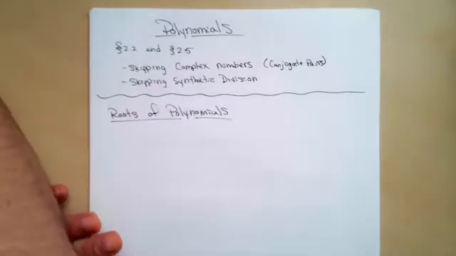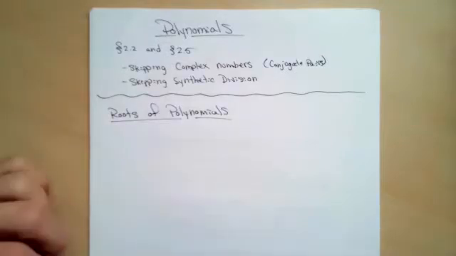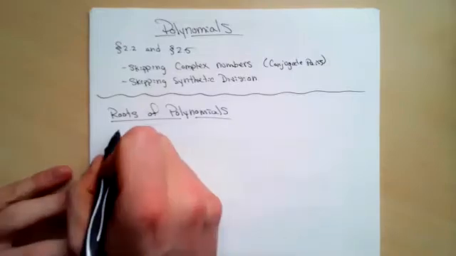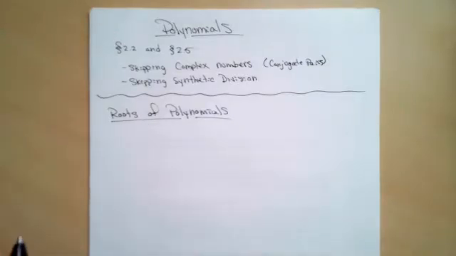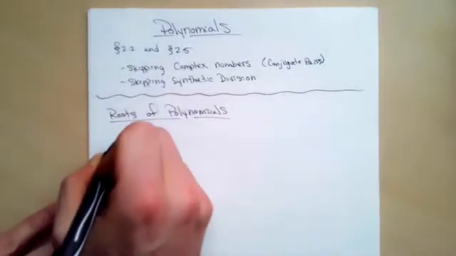In particular, how the function behaves at these roots. So how can we graph? Does it cross? Does it bounce? These are the types of questions we have. So a few facts that we know.